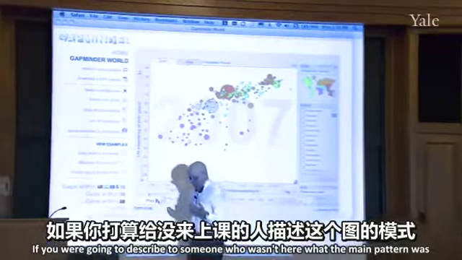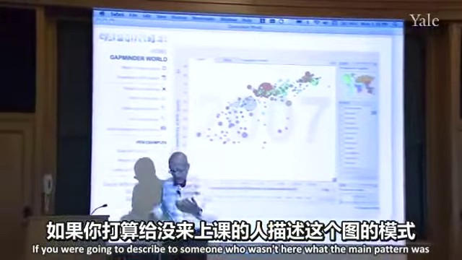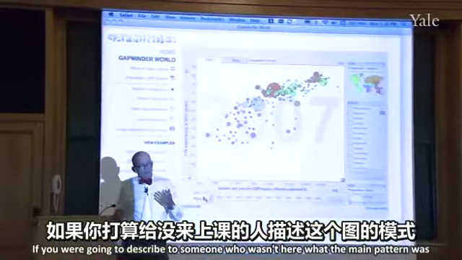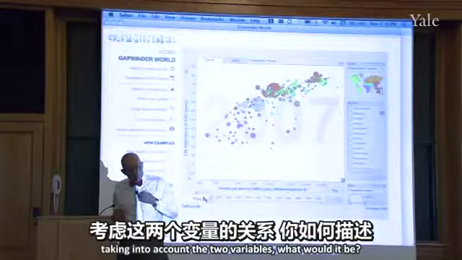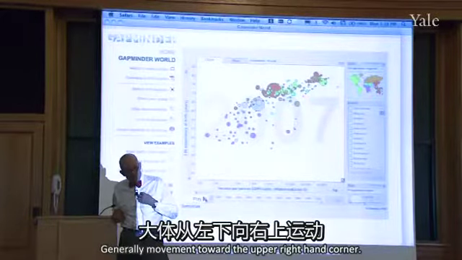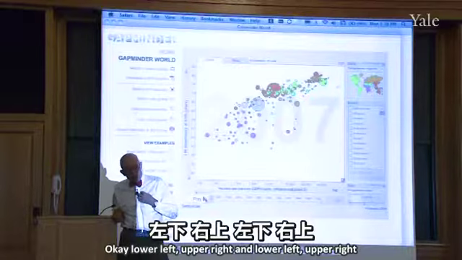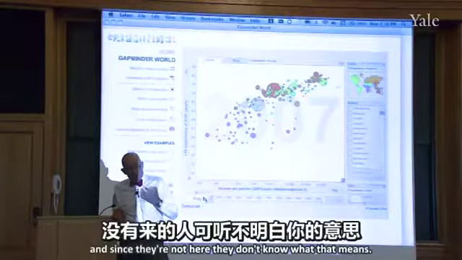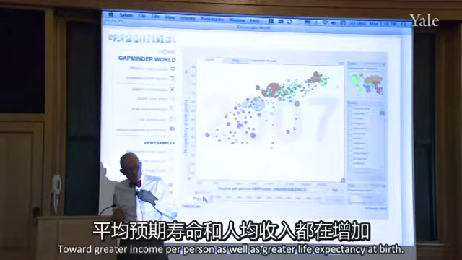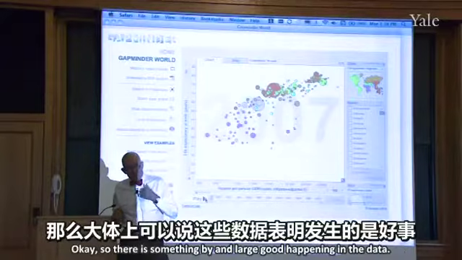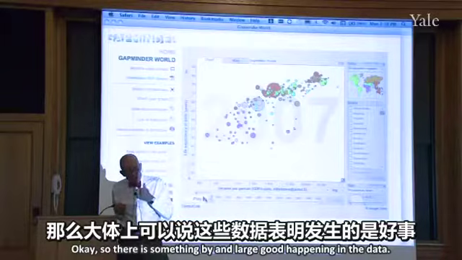If you were going to describe to someone who wasn't here what the main pattern was, taking into account the two variables, what would it be? Okay, lower left to upper right. And since they're not here, they don't know what that means. Okay, so there is something by and large good happening in the data.